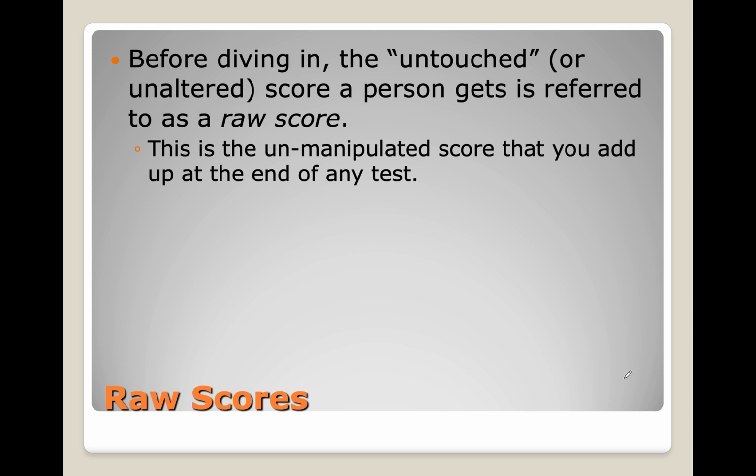When we get a score, before we change anything, what I was talking about earlier, that score that's just kind of floating there, that 80, or the 50 on the clinginess scale, that's a raw score. It's unmanipulated. We haven't done anything to it, haven't transformed it. That's a raw score. And that's where I was saying, a 50 on one test is not the same as a 50 on another.